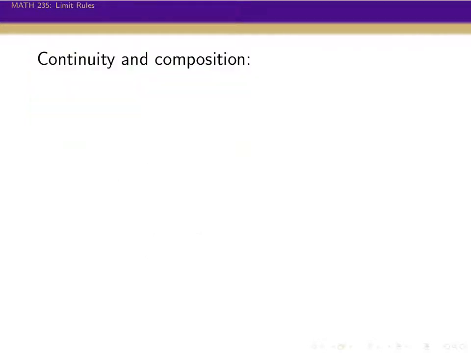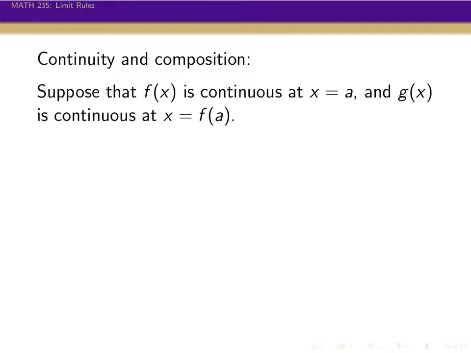Okay. There's one more thing that we can do with continuity, and that's play around with function composition. So this is what I mean. Let's suppose that we have a function f of x that's continuous at x equals a, right? And so this part right here means that the limit, as x goes to a, of f of x equals f of a.